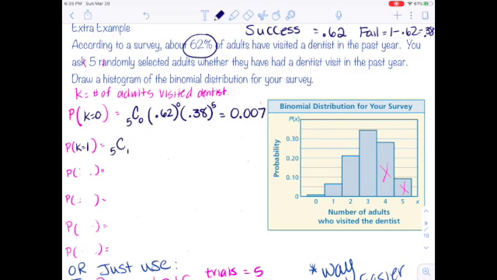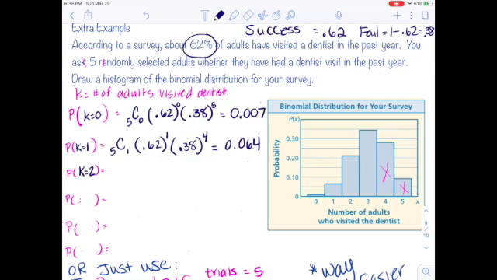Now keep going. Probability of K being 1, you would have 5 choose 1. Probability of success is 0.62 for that one person being successful, multiplied by 0.38, your failures. How many would fail? How many did not go to the dentist if one of them went? It's 4. Make sure that your exponents always add up to 5. Helpful hint. 0.064 is that answer.